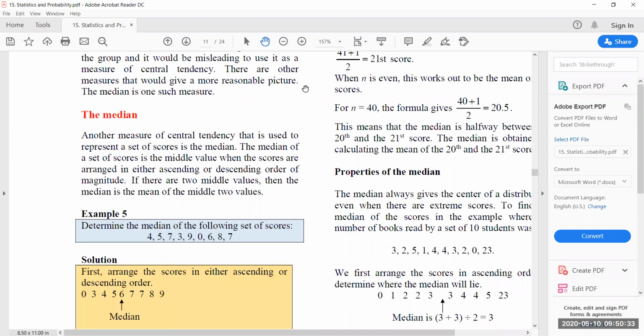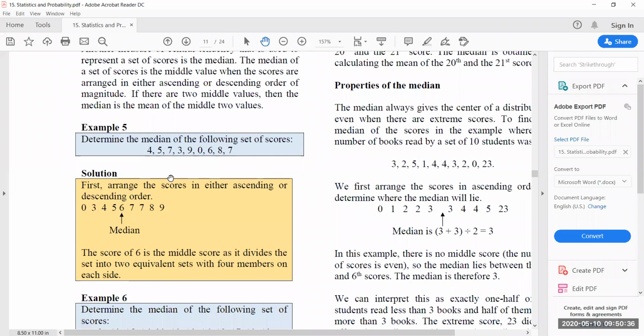So let's see here. Determine the median of the following sets. So first you arrange the scores in either ascending or descending order. In this case, they arrange it in ascending order, right? So they rearrange this to 0, 3, 4, 5, 6, 7, 7, 8, 9. And the number that is dead center is 6. So 6 here is the median score as it divides the set into 2 equivalent sets with 4 members on each side. So on the right-hand side of 6, we have 1, 2, 3, 4 members. On the left-hand side of 6, we have 1, 2, 3, 4 members. Any questions there?